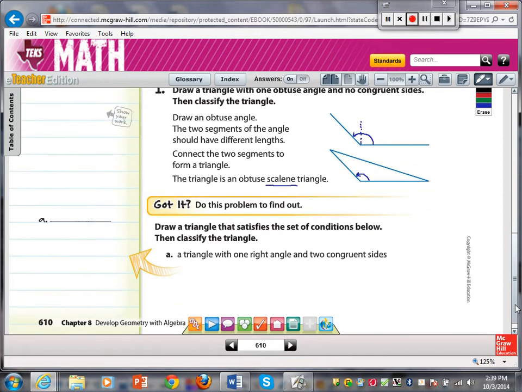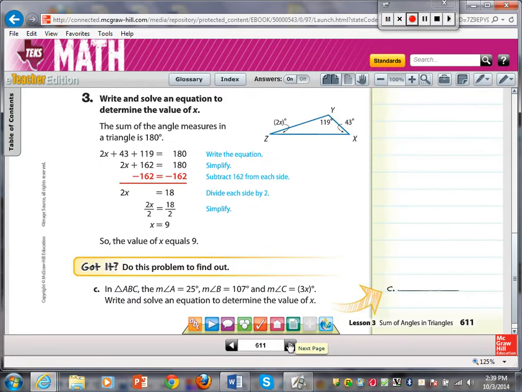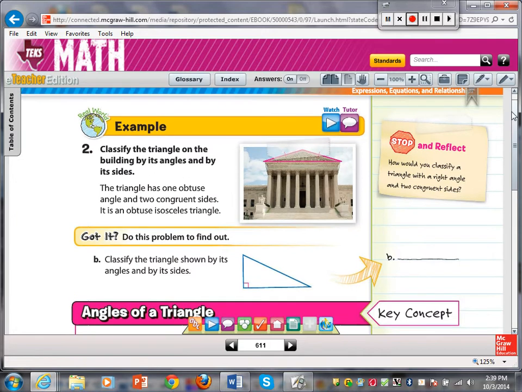So go ahead and do your got it problem right here. Do this problem, and then go to page 610 when you're done with that. 611, I mean. Page 611. Now this is going to be a little bit new to you.